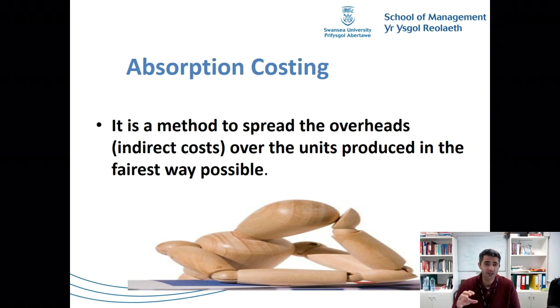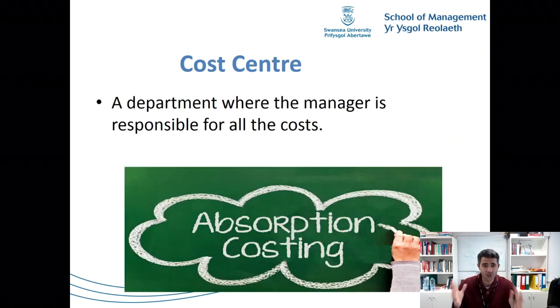So absorption costing is a method to spread the indirect cost, which is the overhead, over the units produced in the fairest way possible. When I say overhead, I mean indirect cost, or another term for it is fixed cost. Remember, in the fairest way possible, right? Here we go. Let's have a look. If you look here, you can see the cost center, which is the department where the manager is responsible for all the costs. That's a very simple definition of the cost center.